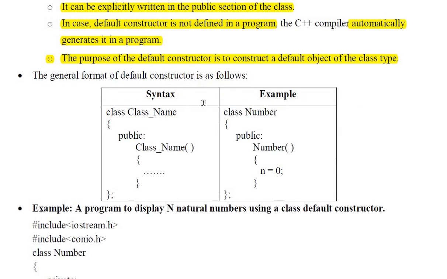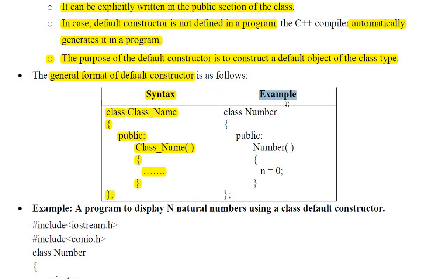The general syntax for creating a default constructor is: the class keyword, then the class name, and in the public section inside the class body we create a function with the same name as the class. While creating this function, there are two conditions. First, the function name must be the same as the class name, but in parentheses we should not give any parameter, then only it becomes a default constructor. This is the body of the default constructor, and this is the closing of the class body.